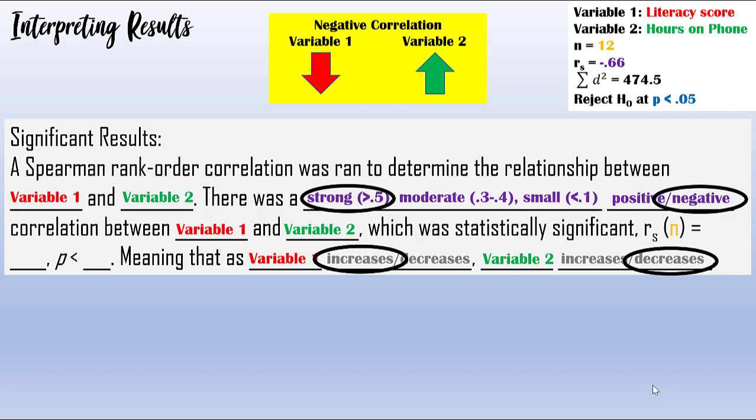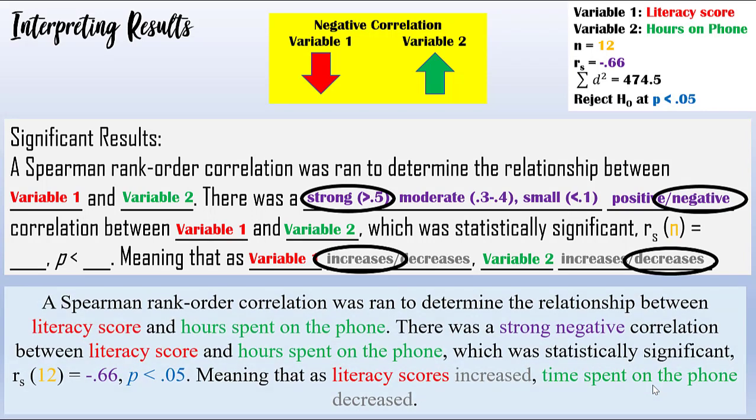Okay, so if we plug everything in and put in the things that we circled, this is what our final sentence should look like. So it would say a Spearman rank order correlation was ran to determine the relationship between literacy score and hours spent on the phone. There was a strong negative correlation between literacy score and hours spent on the phone, which was statistically significant. And then you would put your Spearman degrees of freedom there, the Spearman value that we found, and then we did reject at the 0.05 level, meaning that as literacy scores increased, time spent on the phone decreased.